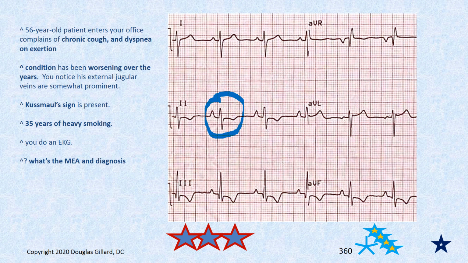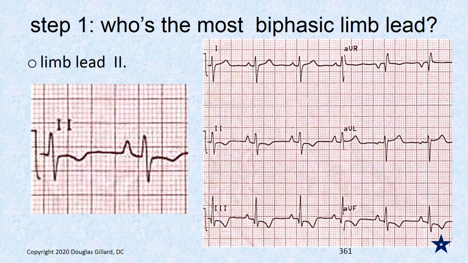Is it perfectly biphasic? Geez, it's pretty darn close, isn't it? I'd say maybe this is up a little bit higher here, but it's pretty darn close. I didn't measure the box. I'm just kind of eyeballing. Maybe this looks a little bit bigger here. But for all practical purposes, all we need to do is draw the perpendicular. So step 1, who's the most biphasic?